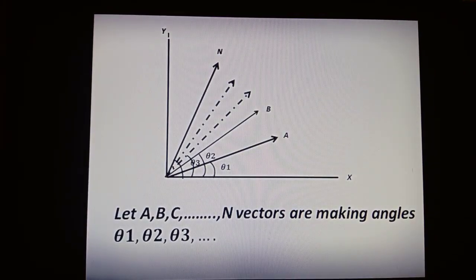Students, let us consider we are given many vectors named as A, B, C, D and so on up to n. They are making different angles theta 1, theta 2, theta 3 and so on with x-axis, and we are asked to add them. If we use the graphical method or head to tail rule, it will be difficult and it will require large space. Therefore, we will add these vectors by rectangular components. Now, what are the steps that we will take to add these vectors by rectangular components?